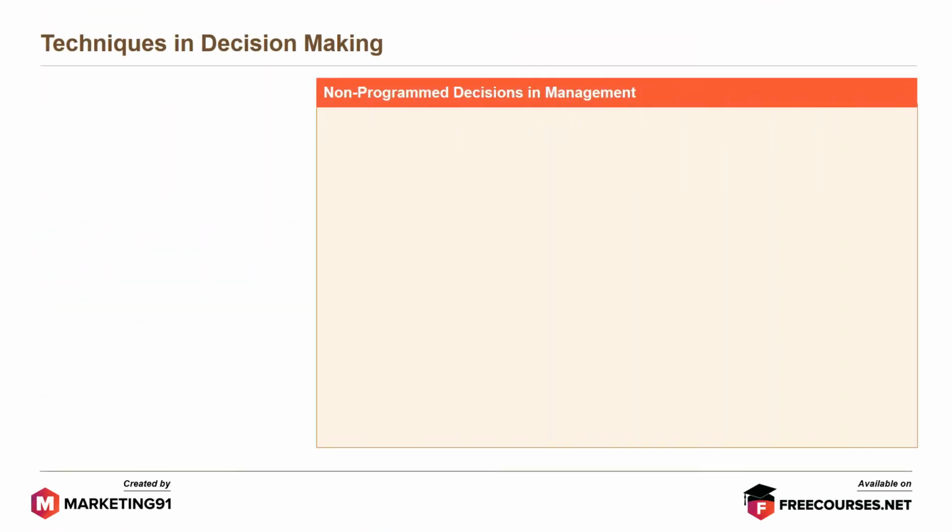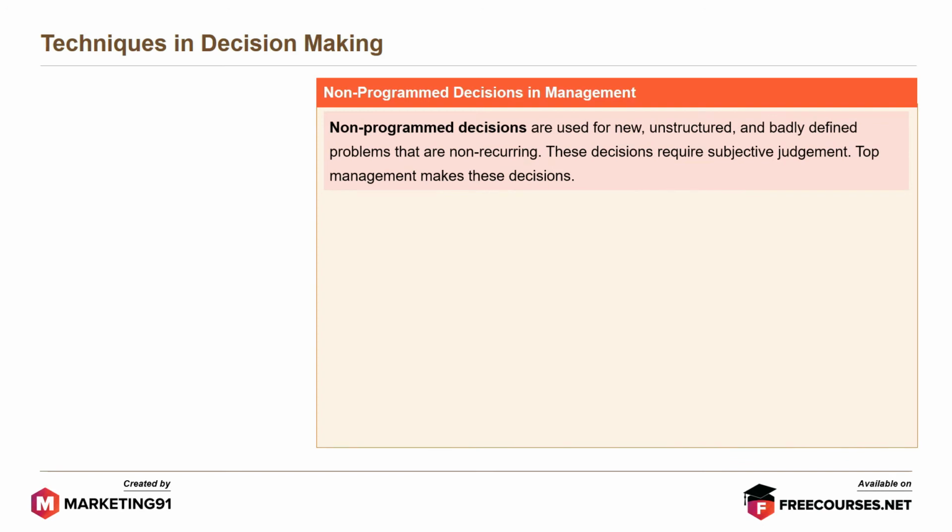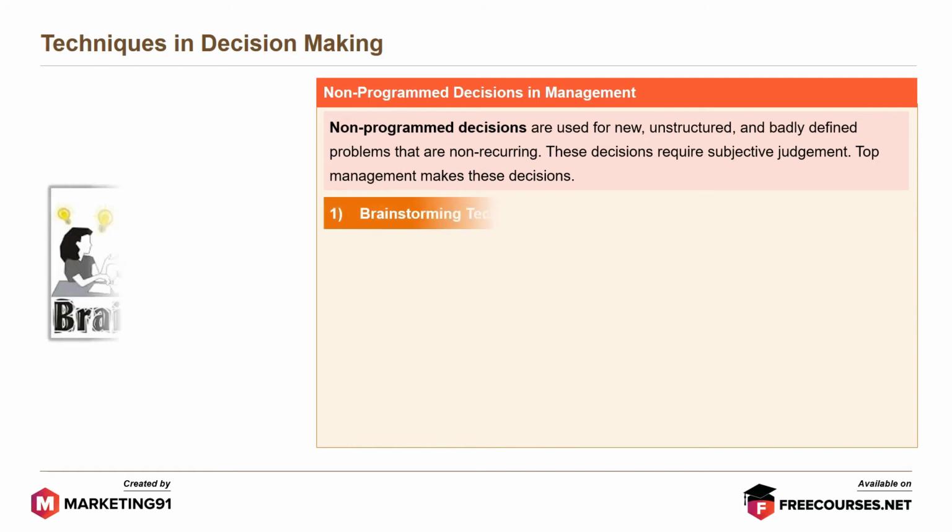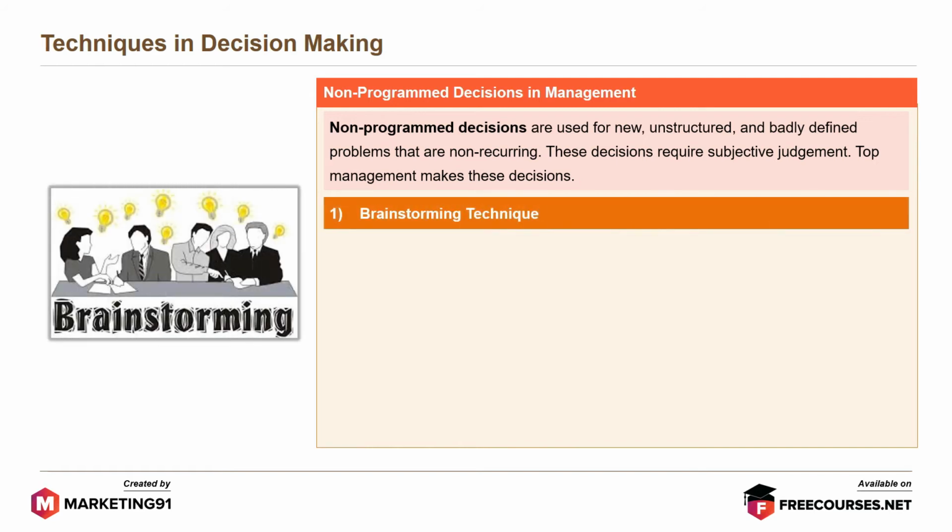Non-program decisions in management. Non-program decisions are used for new, unstructured and badly defined problems that are non-recurring. These decisions require subjective judgment. Top management makes these decisions. Modern approaches and techniques for making non-program decisions include the following.